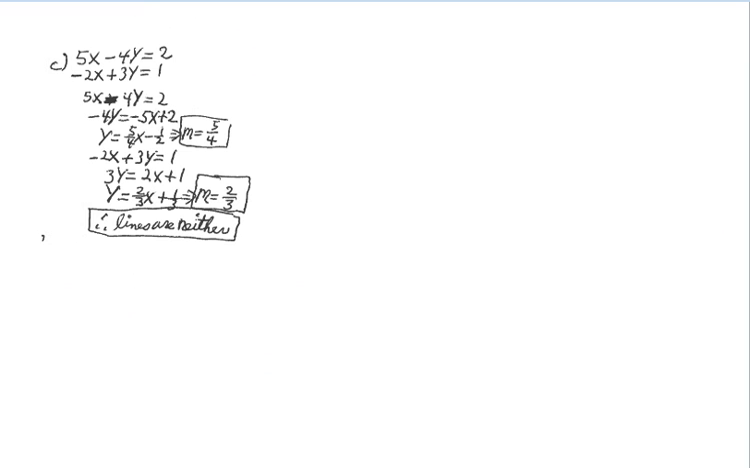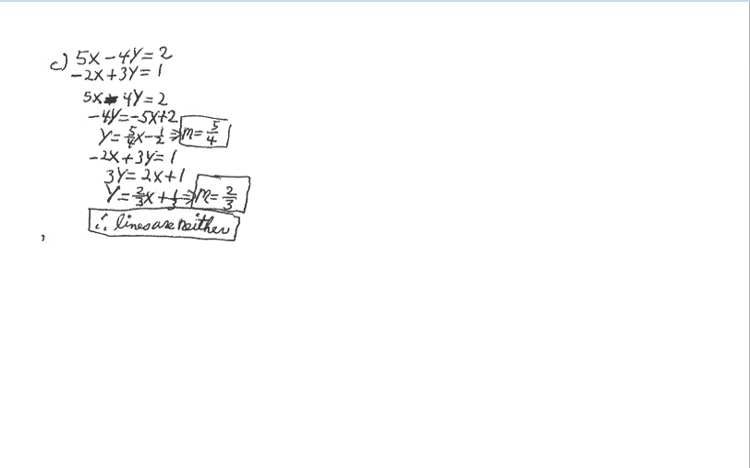Okay, C. Here we have the two equations 5x minus 4y equals 2 and minus 2x plus 3y equals 1. Once again, we're going to solve each equation for y. The first equation, by solving for y, we get y equals 5/4 x minus 1/2. Consequently, the slope m is 5/4. The second equation, solving for y, we get y equals 2/3 x plus 1/3. So the slope in this case, m equals 2/3.